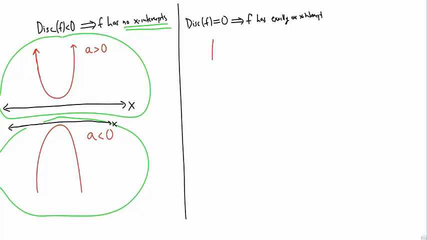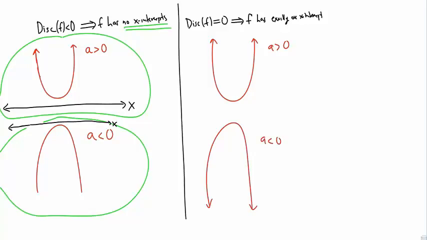So let's look at the two cases. The x-axis intersects the parabolas exactly once. So in this top case, it must be right there at the vertex. And in the bottom case, it must be at the vertex as well. Right? Exactly one x-intercept. That'll be the relationship between the graph and the x-axis.